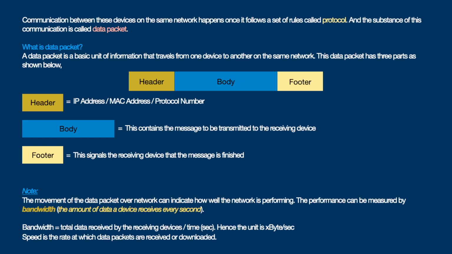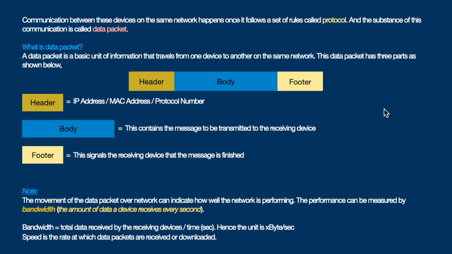As you can see from the screen, data packet is a basic unit of information that travels from one device to another on the same network. That is very, very essential. Remember, on the same network. This data packet has three parts, as shown below. Like I told you, why we call it data packet, because you have the word data and packet. So it has the header, the body section, and the footer section.